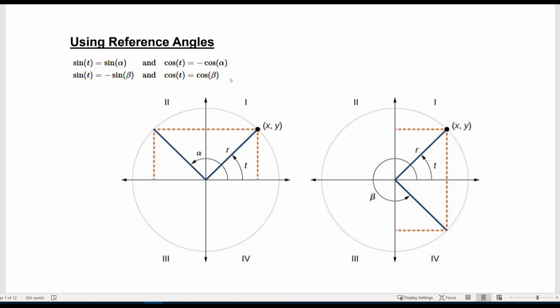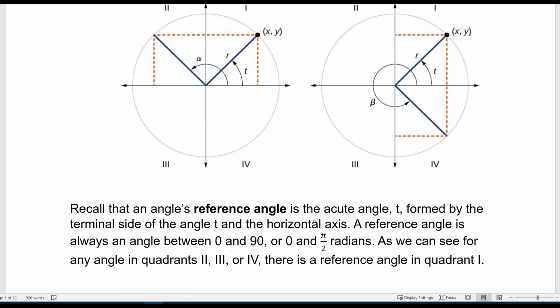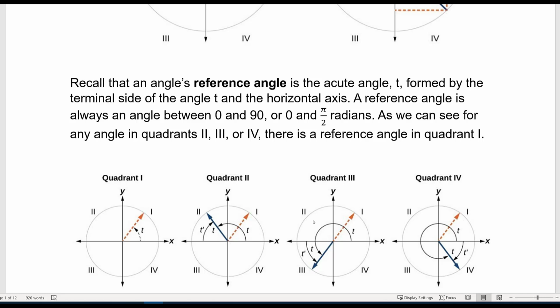Now this isn't quite reference angles, but this helps us set up what's going on with reference angles, so that the reference angle may be positive in one quadrant but negative in a different quadrant. It's just important to realize that. If it's above the x-axis, sine is going to be positive. If it's below the x-axis, sine is negative. If it's to the right of the y-axis, cosine is positive. If it's to the left of the y-axis, then the cosine is negative. Okay, I feel like I belabored that point a little bit.